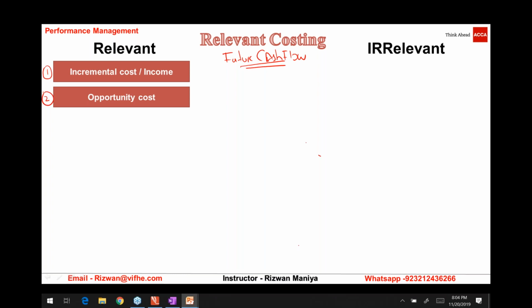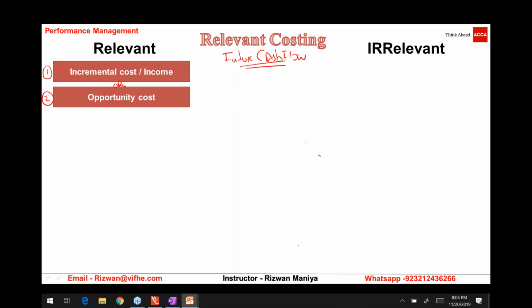Another thing is opportunity cost. For a cost to be relevant, it could either be incremental, or it could be opportunity cost. If it is an opportunity cost, that would again be classified as an incremental cost. And we all know what an opportunity cost is. Opportunity cost is basically the cost of the second best alternative foregone, the sacrifice that we are making.